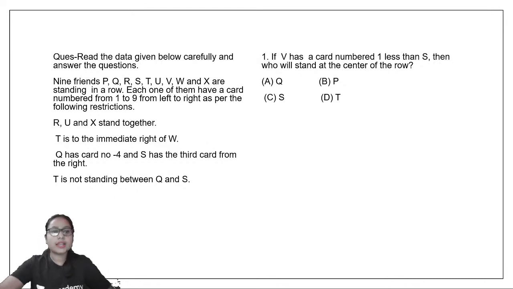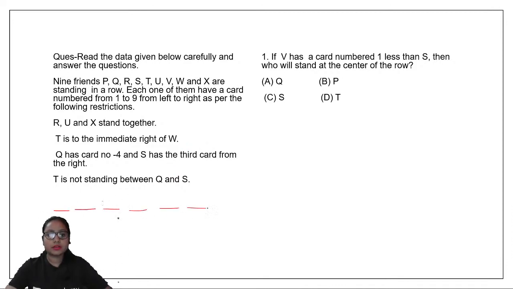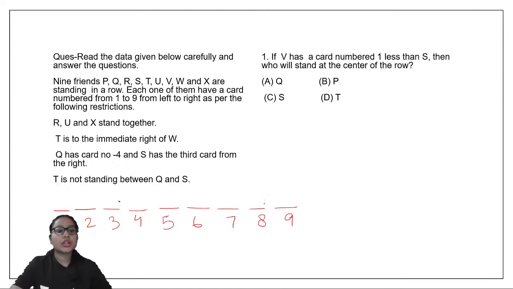So the question says that 9 friends P, Q, R, S, T, U, V, W, X are standing in a row. Okay, so there are 9 people. So we have to fill 9 spaces. Okay, these are the 9 spaces. Each one of them has a card numbered from 1 to 9 from left to right as per the following restrictions. So the person standing on the leftmost position has the card number 1, 2, 3, 4, 5, 6, 7, 8, 9, and so on like this.